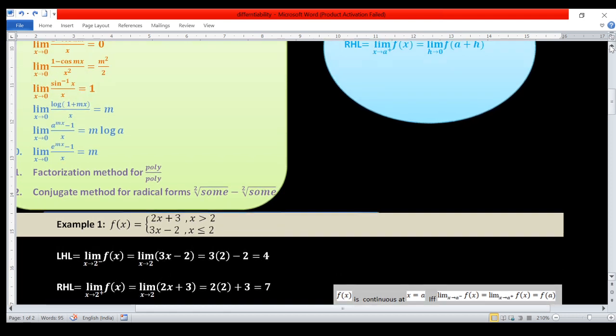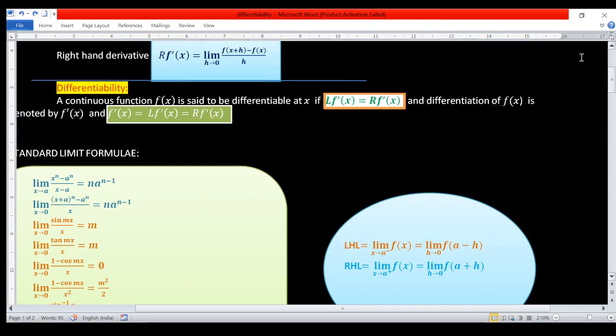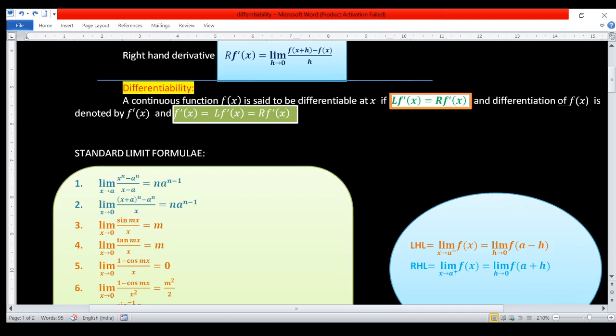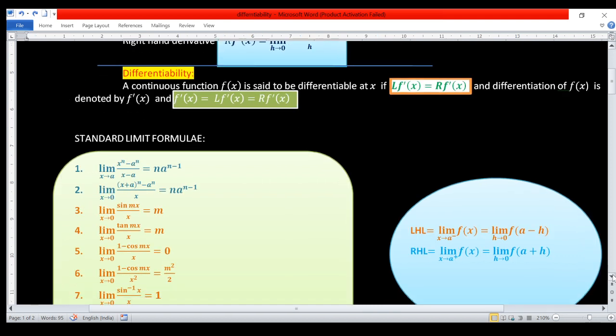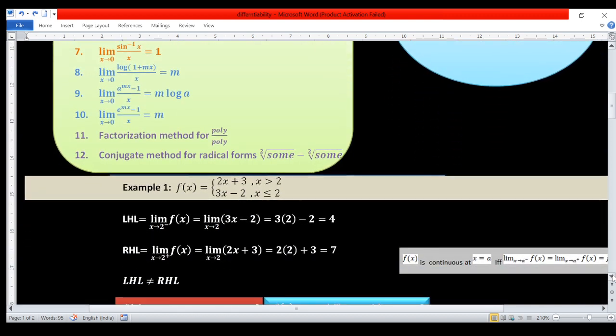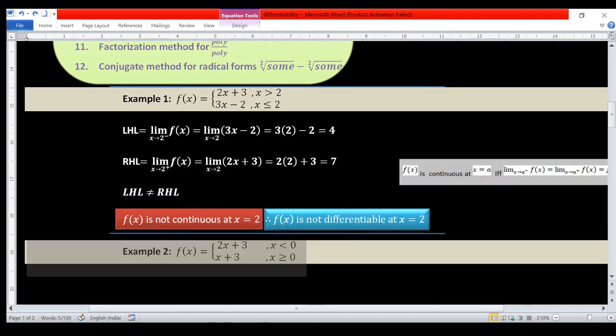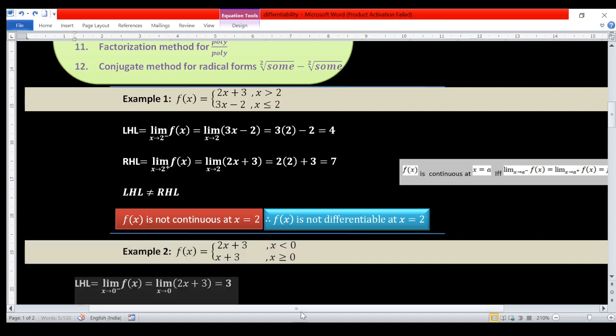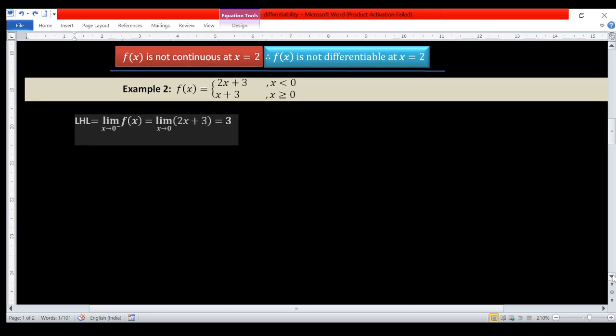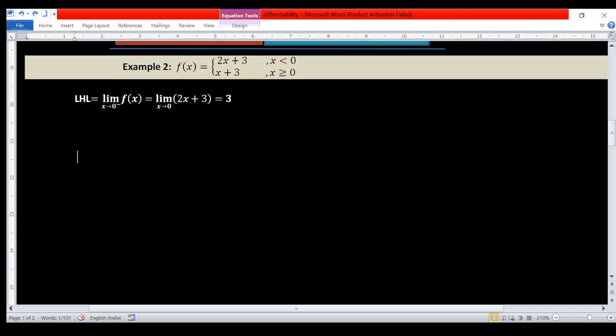This function is first of all not a continuous function, so there is no need to take it for the differentiability test. Here itself we can disqualify it as non-differentiable. So, example number 2. Again I'll find the left hand limit and right hand limit. At 0 minus, meaning less than 0, the function value is 2x plus 3, and substituting x equal to 0, we'll get 3.